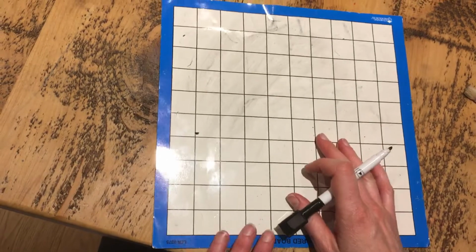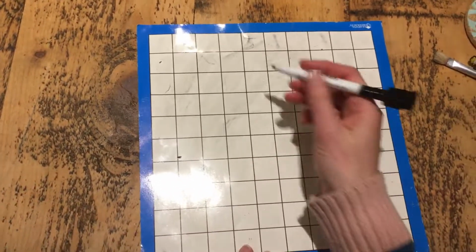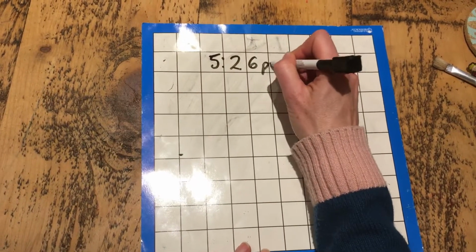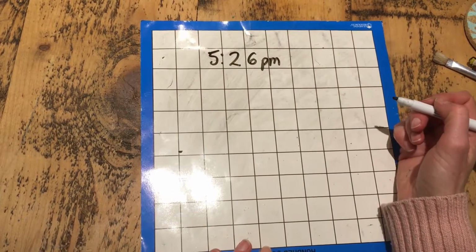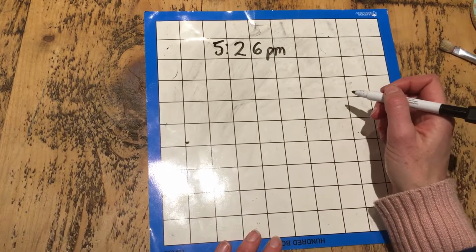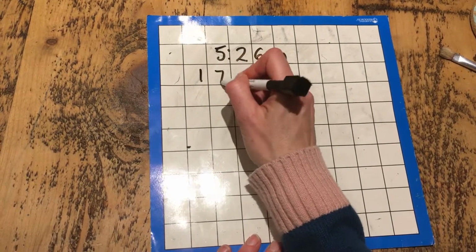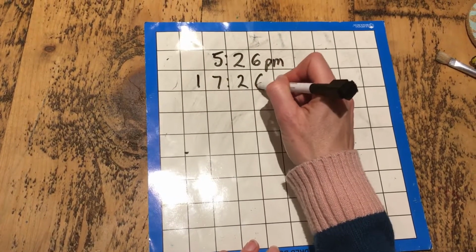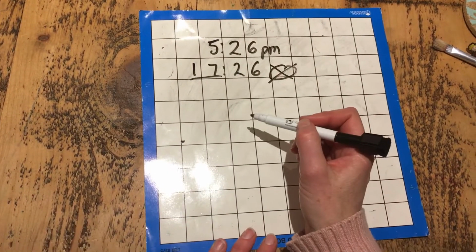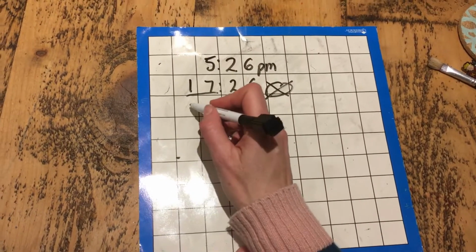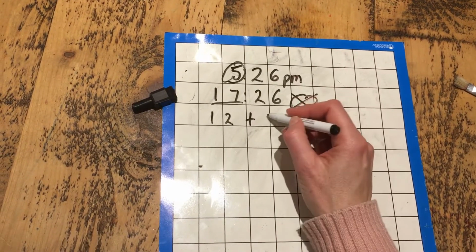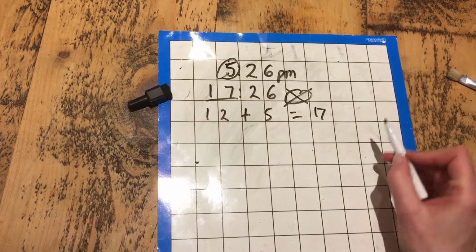Okay, 2 time questions for you before we're done. The first one I'd like you to do is write 5:26 p.m. as if it was a 24-hour clock. And that would be 17:26. You don't need to write PM. This tells us it's the evening. It tells us it's 12 hours, which is midday, plus the 5, which gives us the 17.